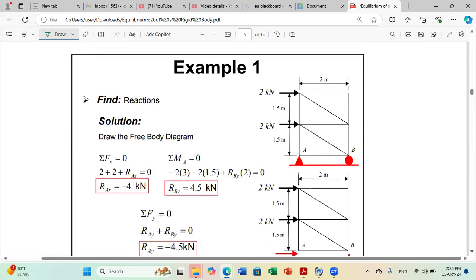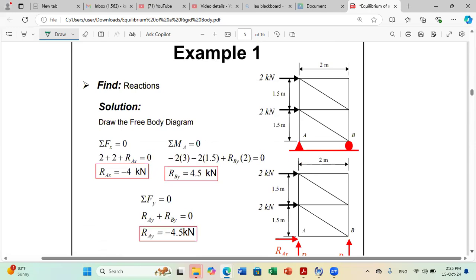Let us solve the following example to practice on this. We have the following structure subjected to these forces, and it's supported by, when you see triangular symbol, it's a pin. So we have Ax and Ay at A. And at B, you have a roller. So you just have By. And the question is to solve for reactions at A and B. So we need to write 3 equations to solve for these reactions.